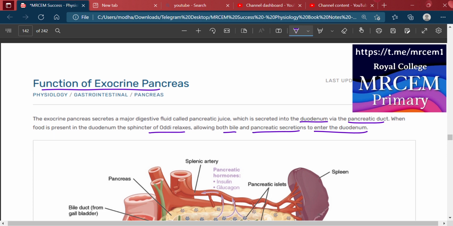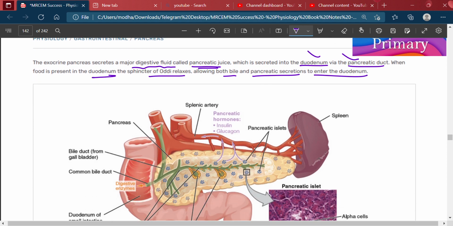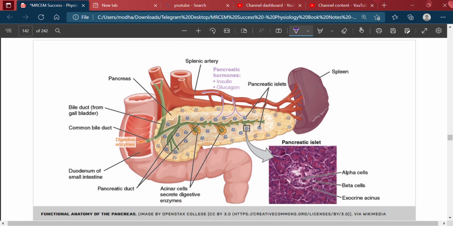So what we have seen is that the exocrine pancreas secretes a major digestive fluid called the pancreatic juice, which is secreted into the duodenum via the pancreatic duct. When food is present in the duodenum, the sphincter of Oddi gets relaxed, allowing both the bile and the pancreatic secretions to enter into the duodenum.